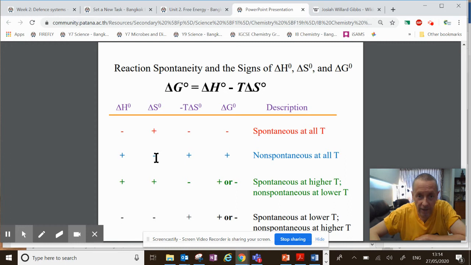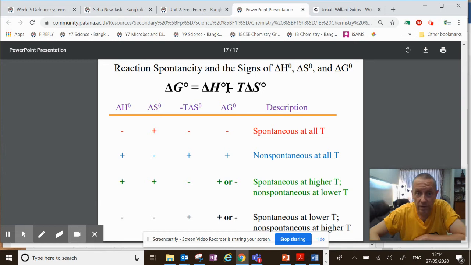If the entropy change is negative, then the negative entropy change will give a positive value. So delta H is positive, and negative T delta S is also positive. If this is positive and this is positive, whatever way you look at it, delta G is going to end up being positive. This will not occur. This is what we call non-spontaneous at all temperatures.